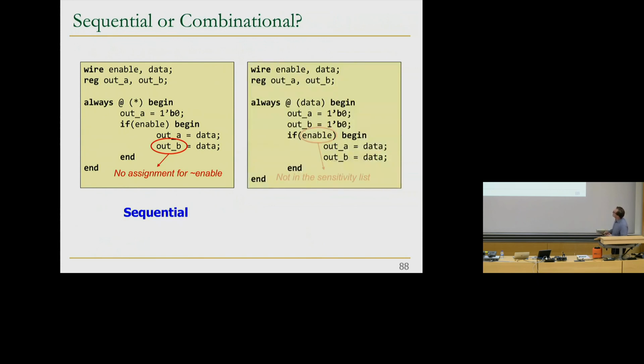You can do the same thing over here. If you look over here, this is a sensitivity list with data, but the output depends on enable, and enable is not in the sensitivity list, which means that if enable changes without data changing, these don't get assigned. As a result, this is sequential also. So you should think about this a little bit.